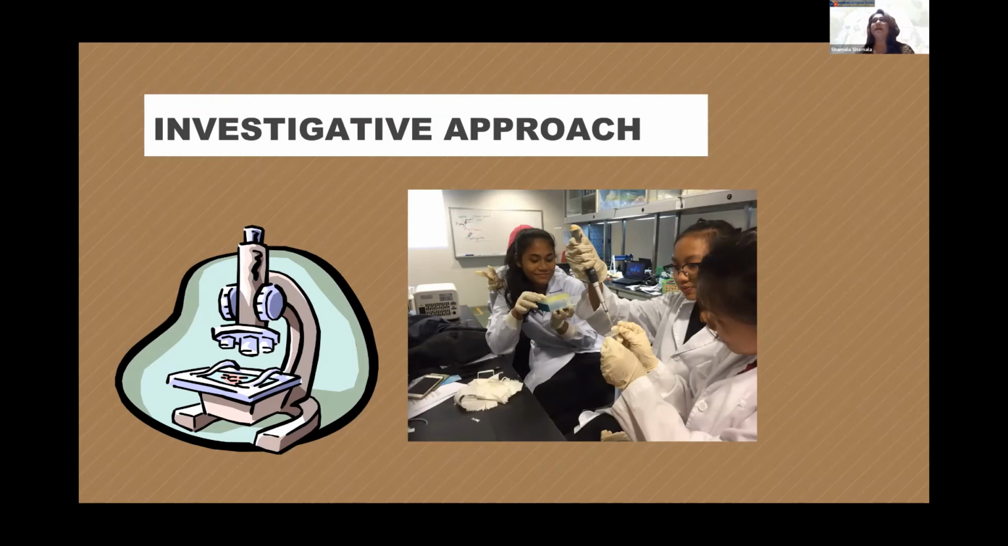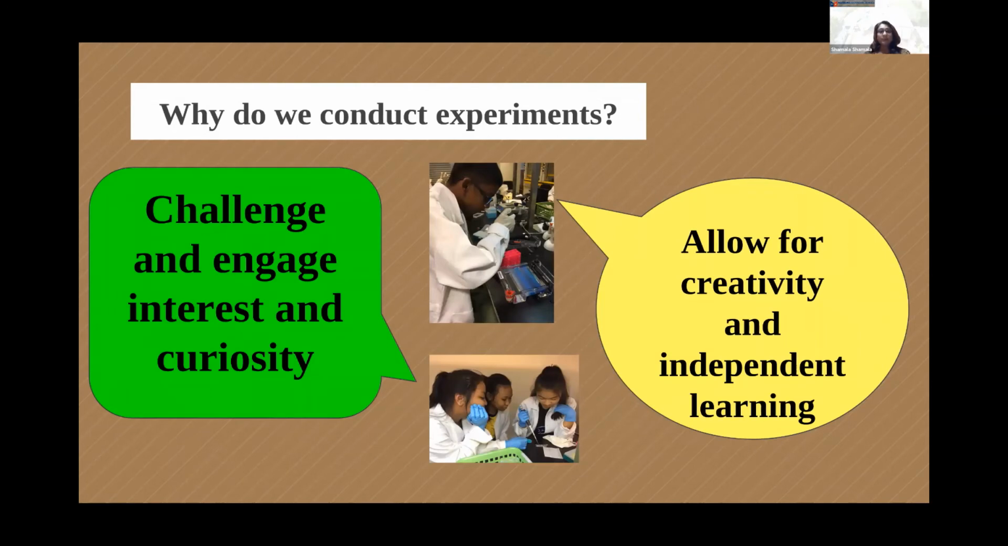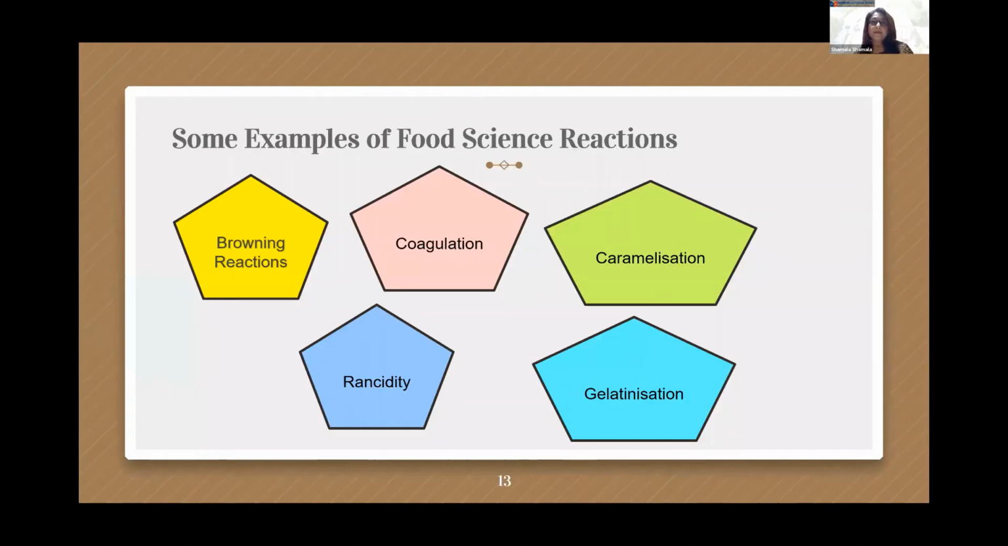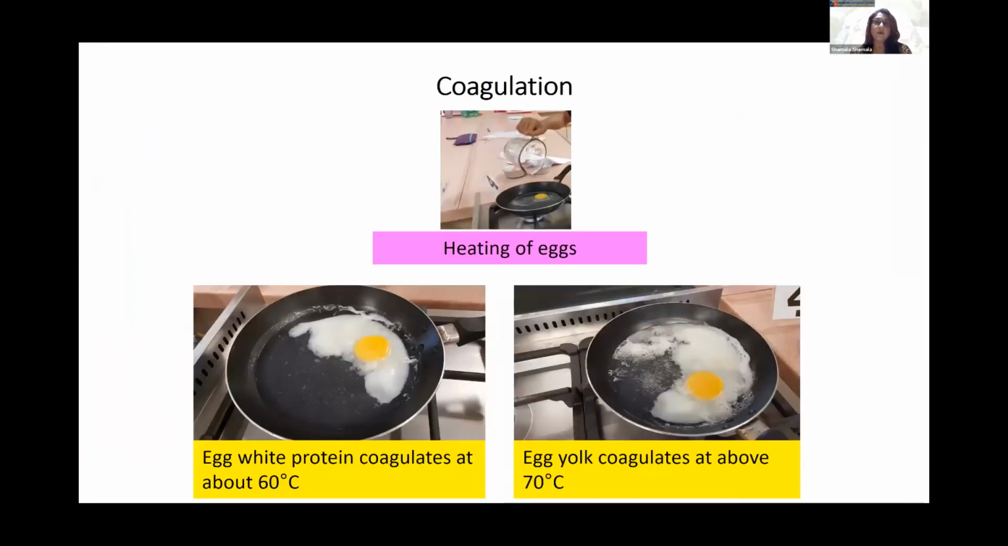This is really a very fun component. In fact, most of my students love the investigative approach lessons. So basically, why do we conduct experiments? We want to challenge and engage interest and curiosity among students. And we also want to allow for creativity and independent learning. Okay, these are some examples of food science reactions. Browning reactions, coagulation, caramelization, rancidity, gelatinization, and so on.